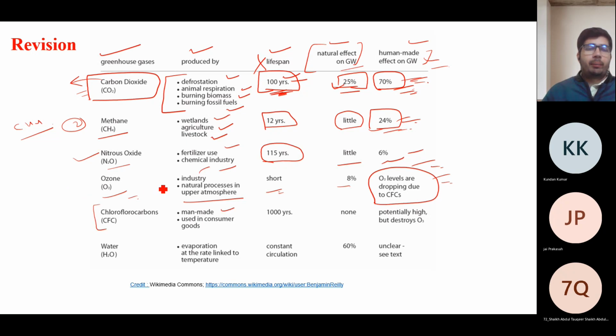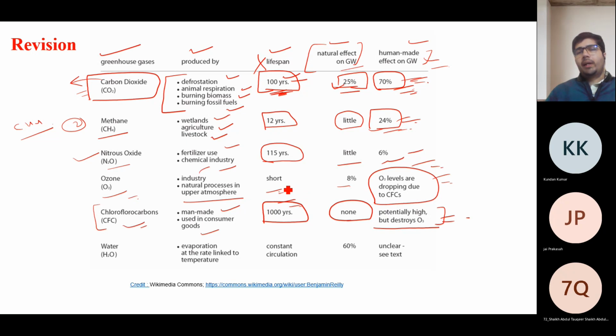Chlorofluorocarbons, CFCs, again man-made, used in air conditioning and consumer goods, 1,000 years. So chlorofluorocarbons have the maximum lifespan, 1,000 years. If today we are emitting one molecule of CFC, then that molecule will only deactivate after 1,000 years. Natural effect, none, because nature is not emitting chlorofluorocarbons. All chlorofluorocarbons are human made only. Potentially high, but destroys ozone. So the very high potential is due to the man-made, and it's destroying the ozone layer.